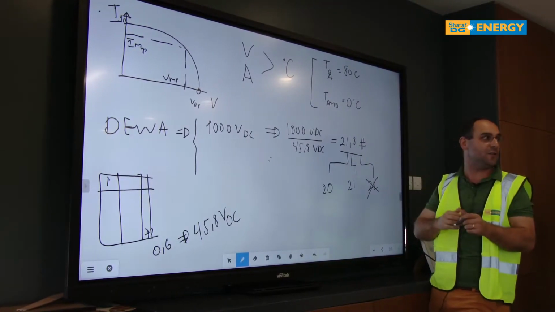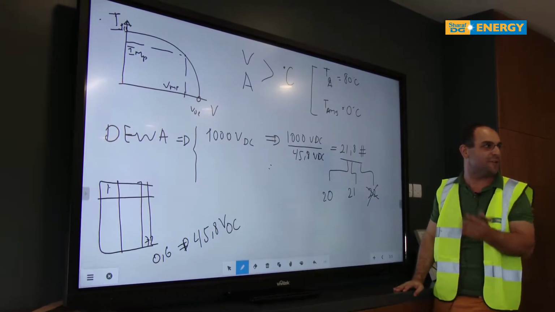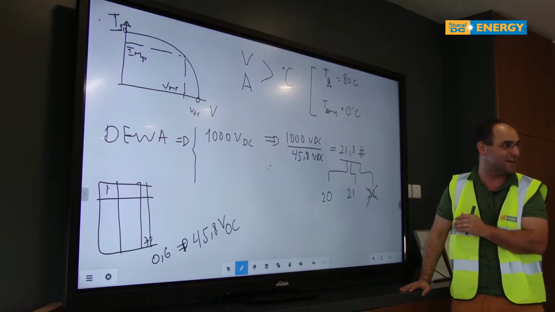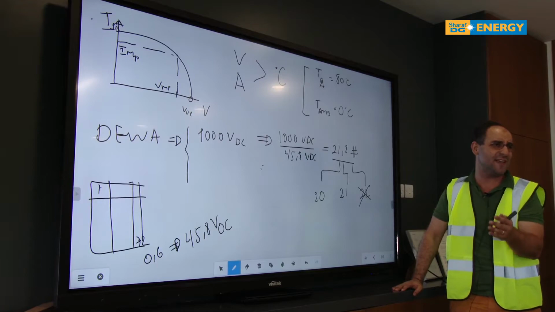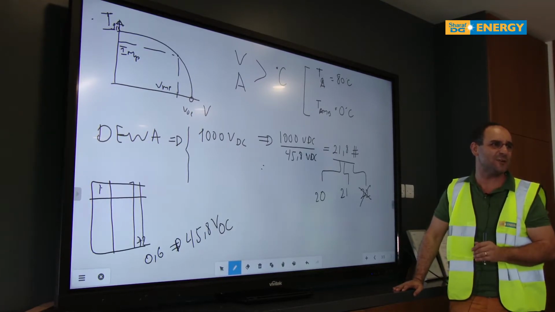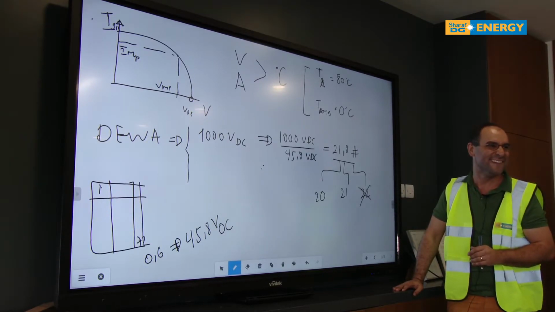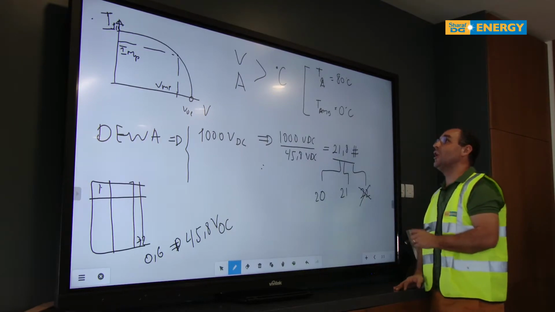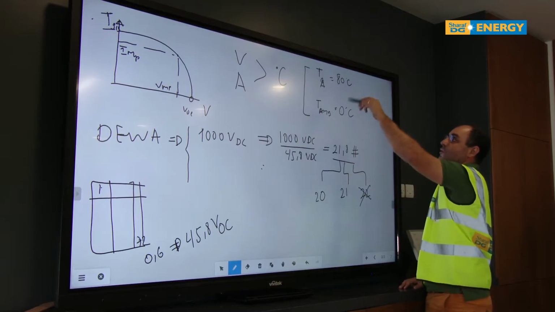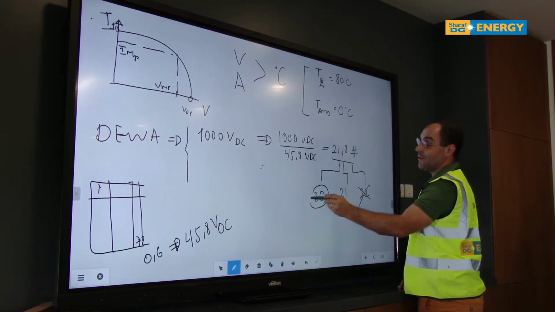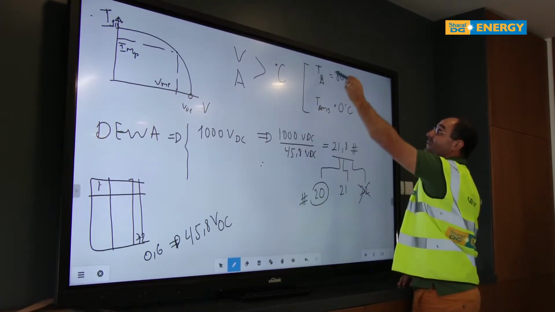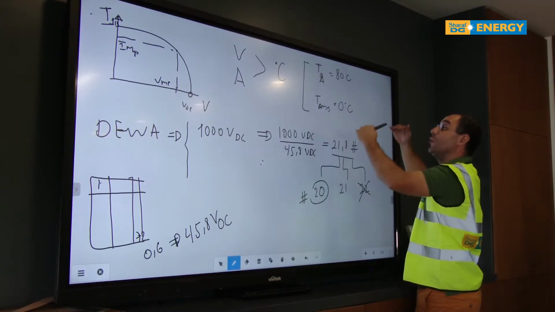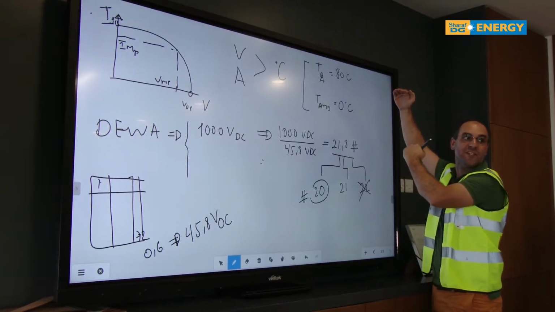Of course, these are always design assumptions. We will never reach 80 degrees ambient temperature. It's less likely that you reach 0 degrees as well. I think you'll never reach 0 degrees here. So our system, the number of panels in a series, should be able to withstand and work under these operations.